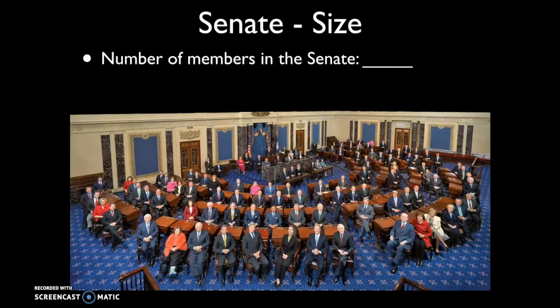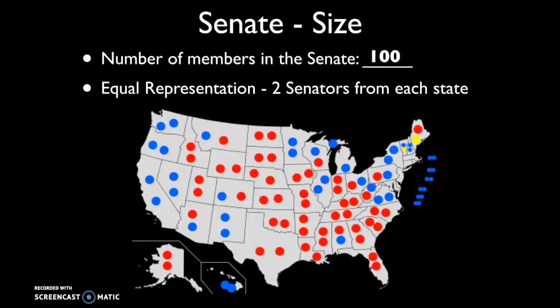Let's talk about the Senate. You can just start doing your counting, or you can just remember there are 100 senators. Each state gets 2 representatives, and this is known as equal representation. Here you can see a map, and the red dots represent Republican senators, the blue dots represent Democratic senators, the yellow dots up here represent independent senators, and you can see most states typically either have 2 Democratic senators or 2 Republican senators. A few have one of each.